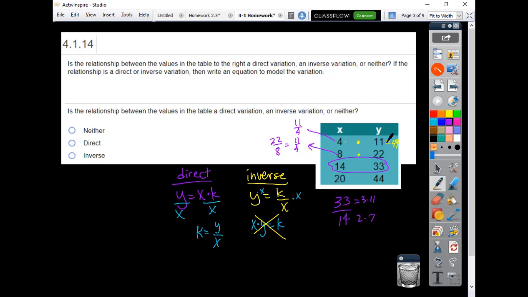So looking at these first two, I was thinking, well, okay, that's going to be direct. But then 44 over 20, 4 goes into each of these. That'd be 11, but over 5. So it doesn't reduce. So then this would end up being neither direct nor inverse, because we don't have a constant of variation when you're multiplying or when you're dividing.